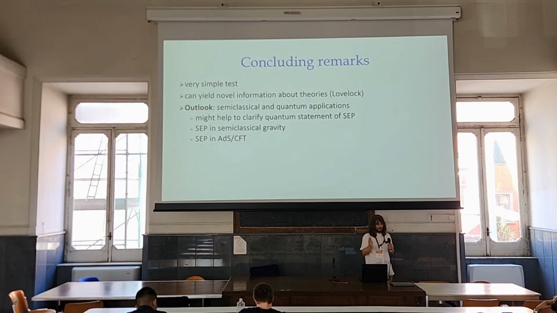As for the possible outlook in the future, of course, it would be very interesting to apply this in semi-classical and quantum settings. And one of my hopes is that it might help to clarify the statement of the strong equivalence principle in quantum physics, where there are statements of the weak equivalence principle, the Einstein equivalence principle, but to my best knowledge, the strong equivalence principle is still missing. Could be interesting, for example, in the framework of quantum reference frames. Another interesting question is the strong equivalence principle in semi-classical gravity, where it's neither clear how to properly phrase it, nor whether it is obeyed.